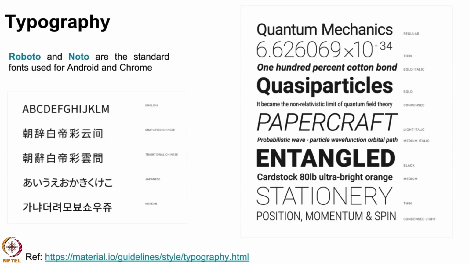Next up we have typography. Basically Roboto and Noto are the two standard fonts which are used for Android and Chrome. You can read more about these fonts on the link given below.